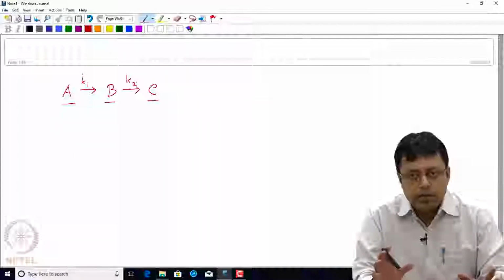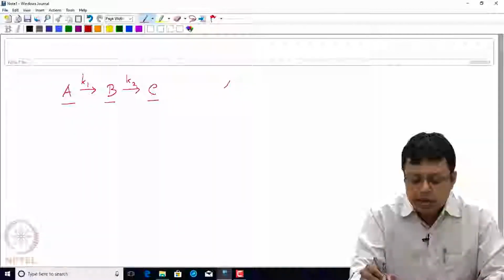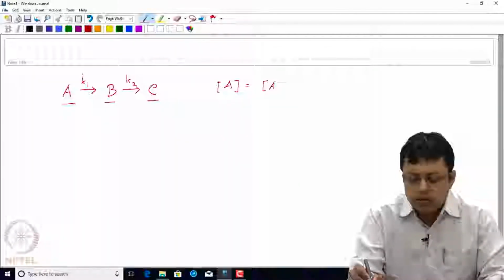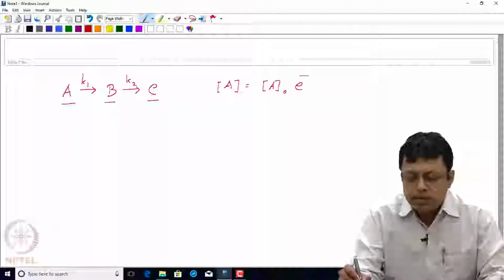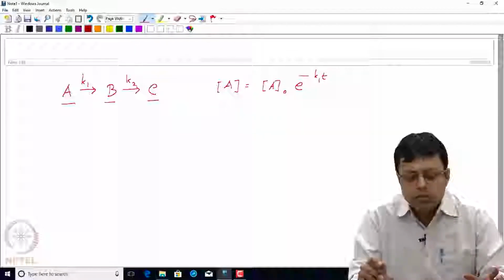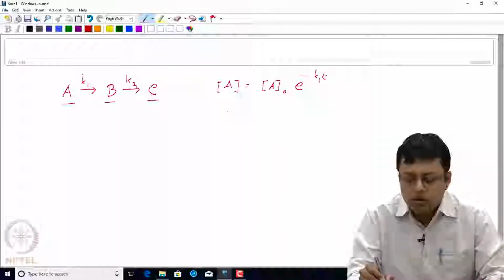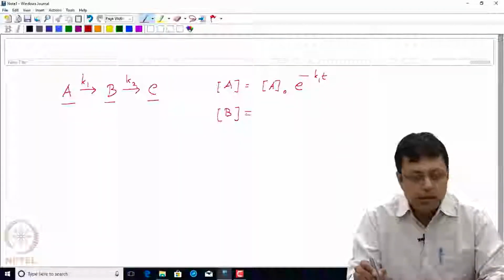Now, solving this equation for A is pretty straightforward because A to B is just first order. So, you can always solve it right away. A is A0 e to the power minus K1t. Now, solving the differential equation for B is a little bit tricky because B is being formed from A and then it is being consumed to C. So, that needs a particular integration, and you can always go to the YouTube lectures to see how this is solved. So, I am writing the answer here.